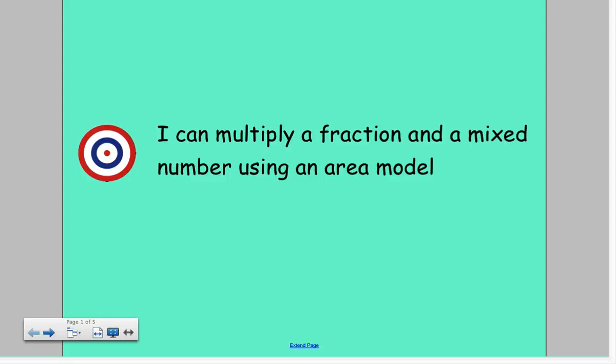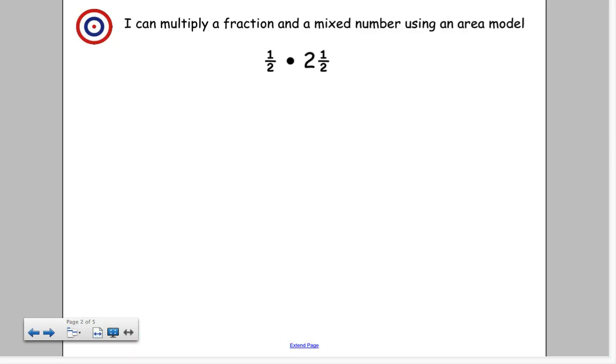Hey mathematicians, in this lesson we're going to be multiplying a fraction and a mixed number using an area model. All right, let's see. So here's what it's asking us to do. It says I can multiply a fraction and a mixed number using an area model, and we're going to be doing 1/2 times 2 1/2. Another way to look at this problem is to find 1/2 groups of 2 1/2. So it's 1/2 of 2 1/2.